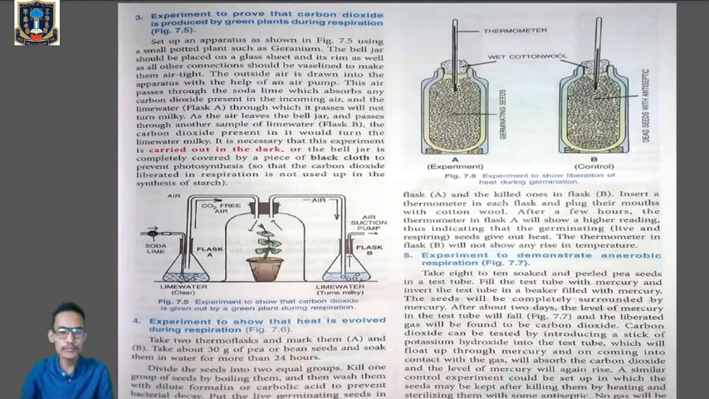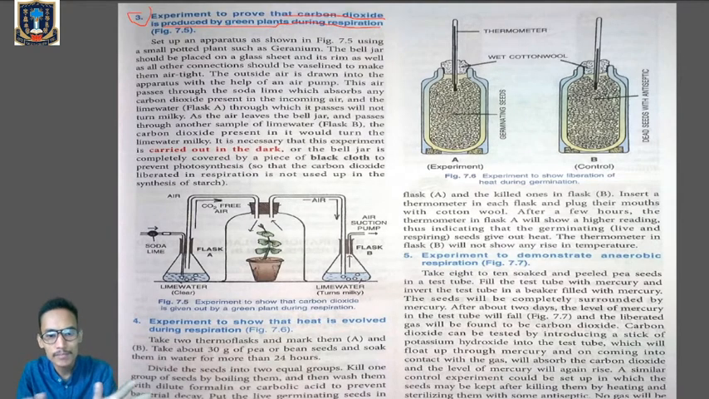Okay, next one, the third experiment. We'll just discuss the third experiment, and we'll do the rest in the next class. The aim of the third experiment is to prove that carbon dioxide is produced by green plants during respiration. Now how to prove it?